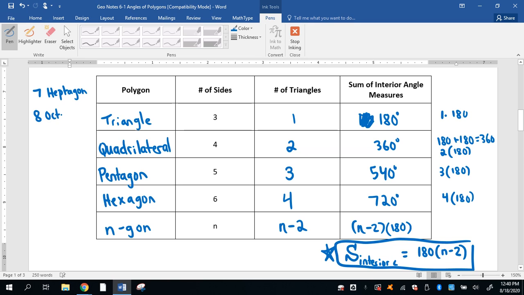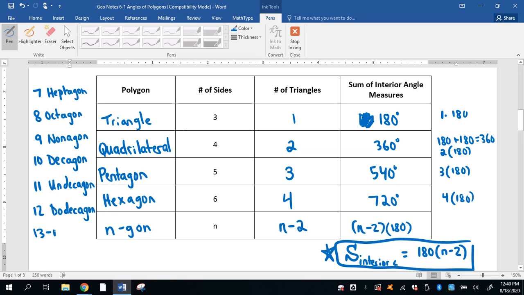9, nonagon. 10, decagon. 11 is 1 plus a decagon, so it's an undecagon. And 12 is 2 plus a decagon, so dodecagon. If it's anything more than 12 in this class, just write down that number and then gon. So 13-gon, 14-gon. If it's any random number of sides like n, you just call it an n-gon.